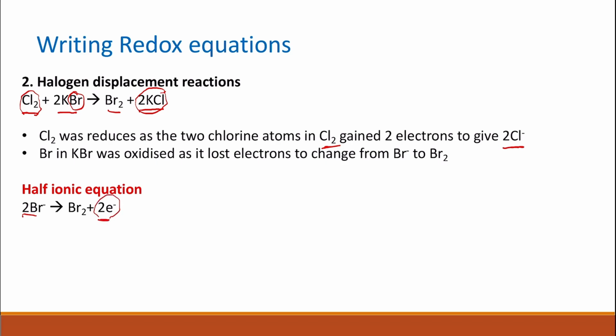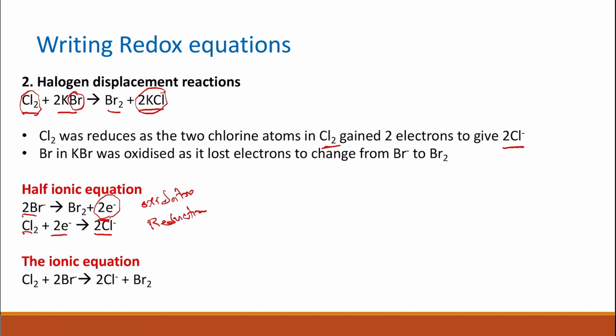So the two electrons here, this is the oxidation because of the loss of the electrons. And then the chlorine will gain two electrons, and this is reduction to give you the chloride ions. So this is reduction, which is the gaining of electrons. For the ionic equation, we have the chlorine plus the two bromide to give you two chloride and the bromine.